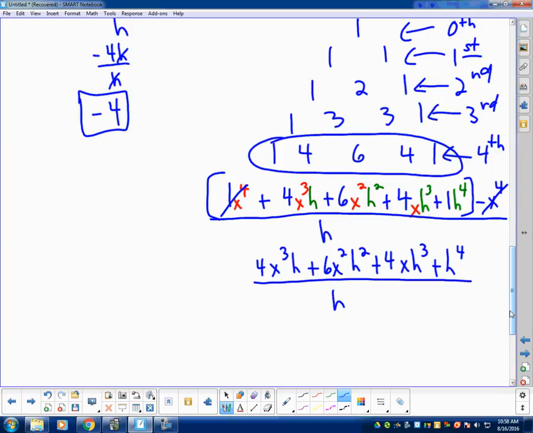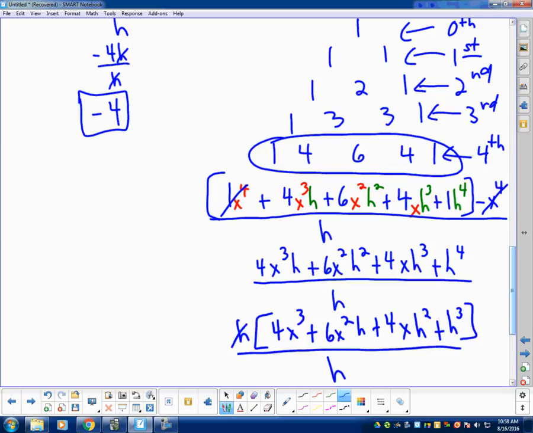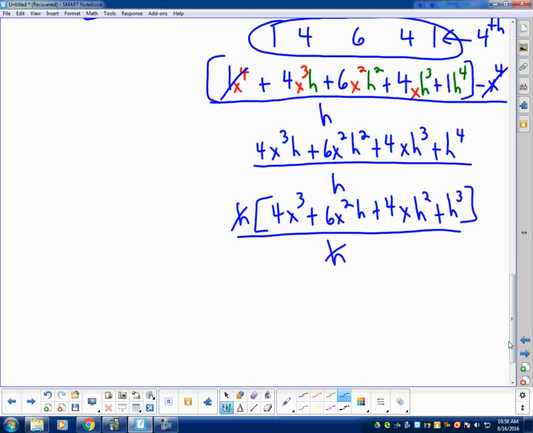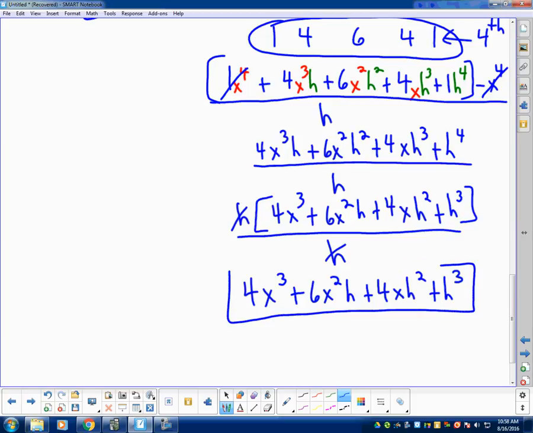Then, as you can see, there's an h in each term on the top. You can factor out an h from the top, left with 4x to the 3rd plus 6x squared h plus 4xh squared plus h to the 3rd. That's what I get when I factor out an h. That h then cancels with the h on the bottom, leaving me the simplified difference quotient: 4x cubed plus 6x squared h plus 4xh squared plus h to the 3rd. Box it. That's your simplified difference quotient.